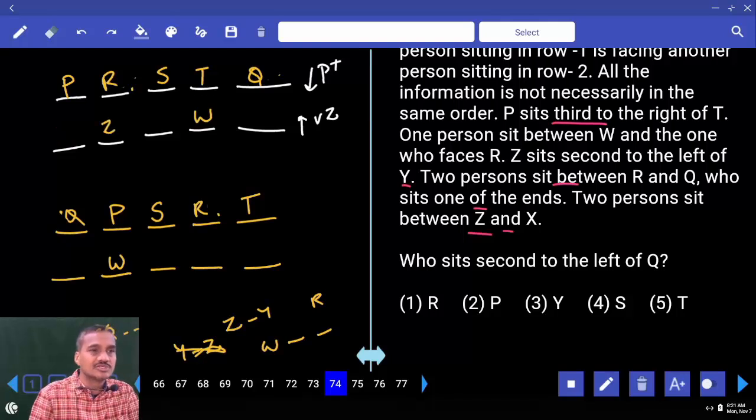Can we have Z at this place? Z equal to 2 persons, then X will be here. But as 1 person between Y and Z, Z is seated second to the left of Y. Is it possible? Not possible. Hence, Z cannot be here as well.